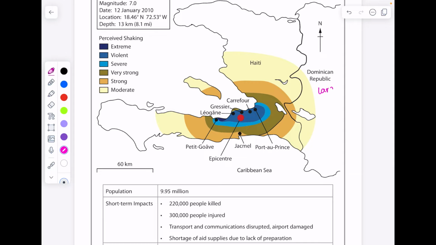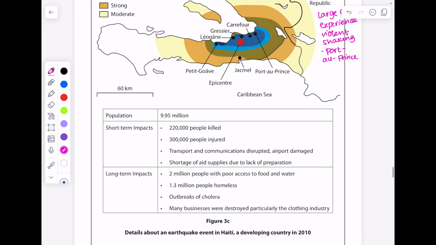So I'm just going to make a note here that a large area experiences violent shaking, and name a place such as Port-au-Prince. So we're really focusing in our answer on figure 3. We'll now look at this table. We have a population of 9.95 million, short-term impacts, 220,000 people killed. Goodness me, that's absolutely horrific. So a massive number of people, 300,000 people injured on top of that. So really fleshing this out, a large number of people affected. And that's a short-term impact.